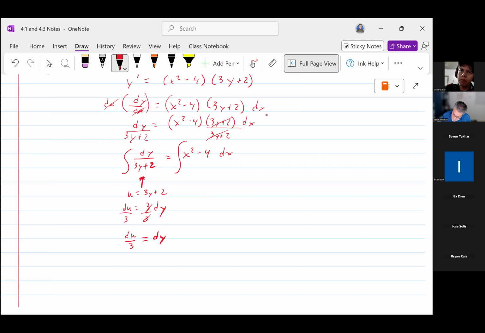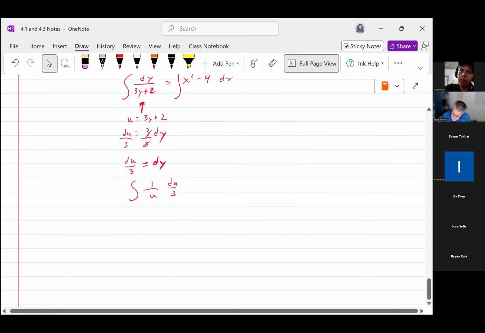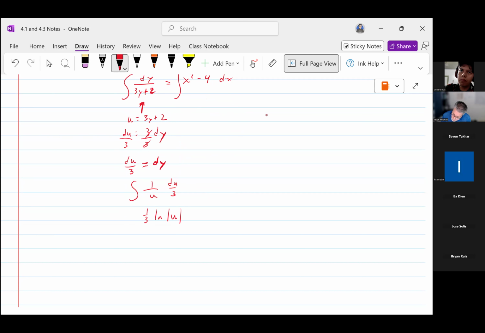Okay, so let's do the u substitution. So this is 1 over u du over 3. So this is 1/3 natural log of u. But what was u? u was 3y plus 2. So this is 1/3 natural log of 3y plus 2. Okay, that's the left side done.